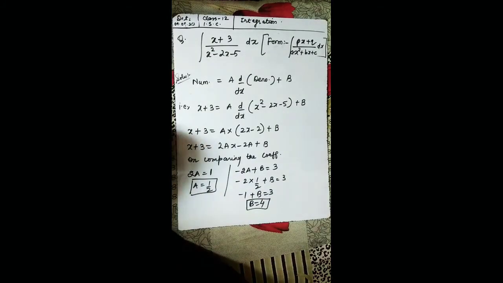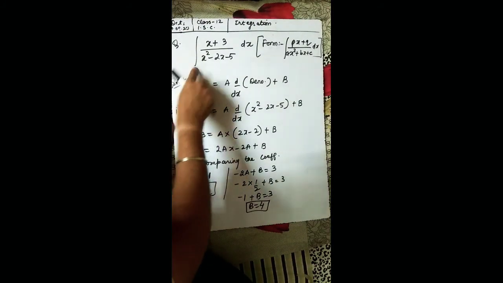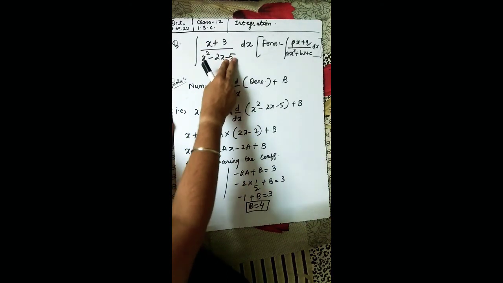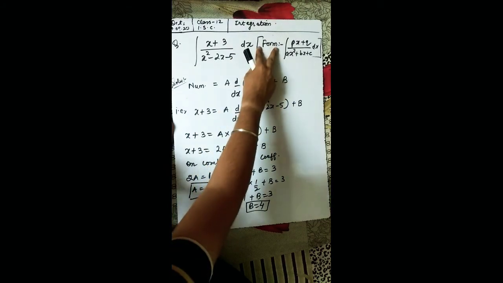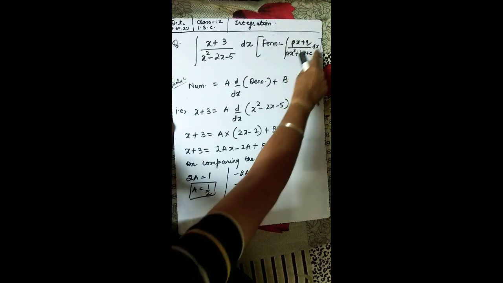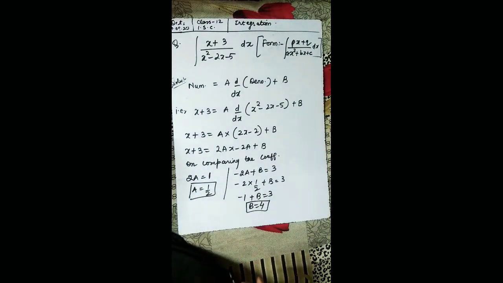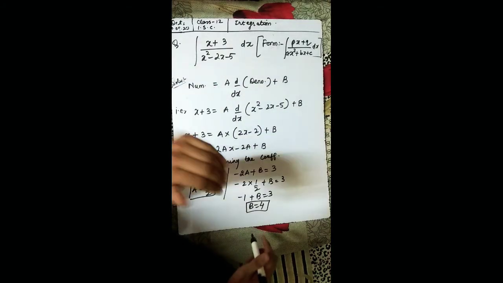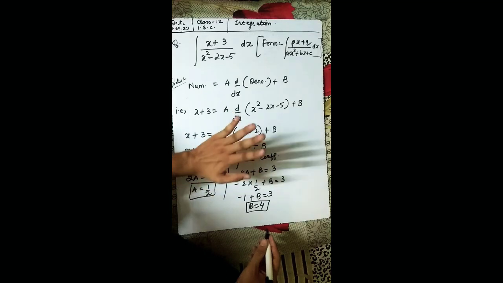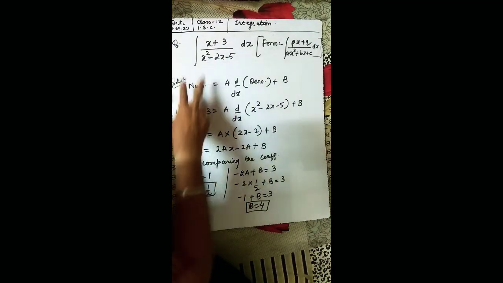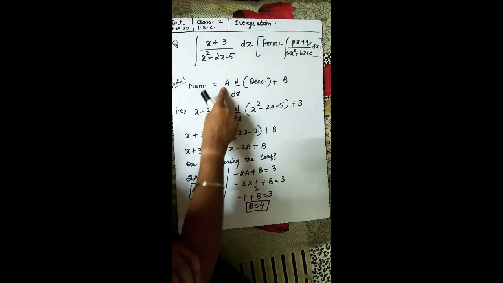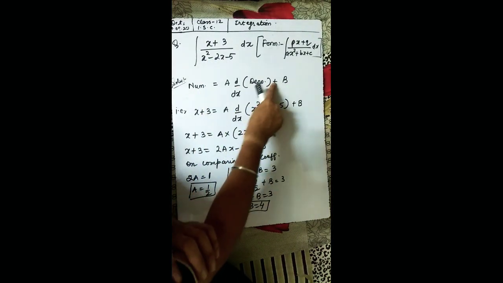Okay, let us come to the second form, which is integration of (x plus 3) upon (x square minus 2x minus 5) dx. Which is of the form: integration of (px plus q) upon (ax square plus bx plus c) dx. Okay, so let us see this form. You have to remember the criteria for this form also. What is the criteria? It says numerator equals a into d dx of the denominator plus b, where a and b are some coefficients.